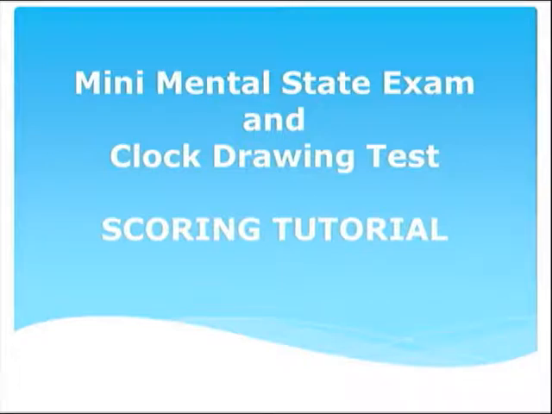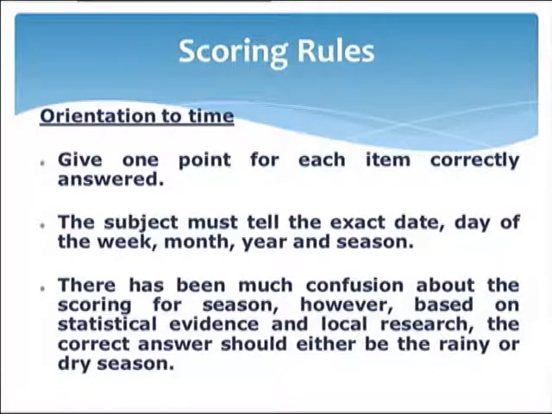Now, we are going to see how the MMSE-P and CDT are scored. Orientation to time. Give 1 point for each item correctly answered. The subject must tell the exact date, day of the week, month, year, and season. There has been much confusion about the scoring for season. However, based on statistical evidence and local research, the correct answer should either be the rainy or dry season.